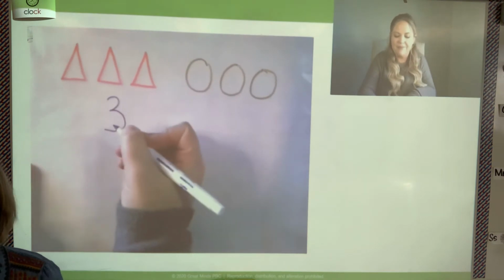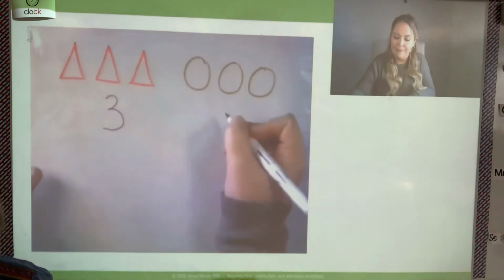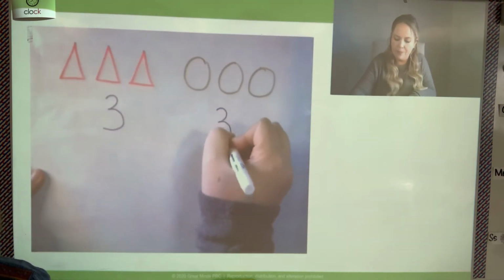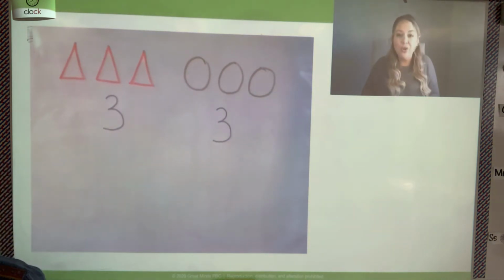You do it too. And let's also write a 3 under our set of circles. Now on your board, I want you to show me how we can use these numbers to help us make a number sentence. So go ahead and do the work on your board now. Go ahead and push pause if you need to.